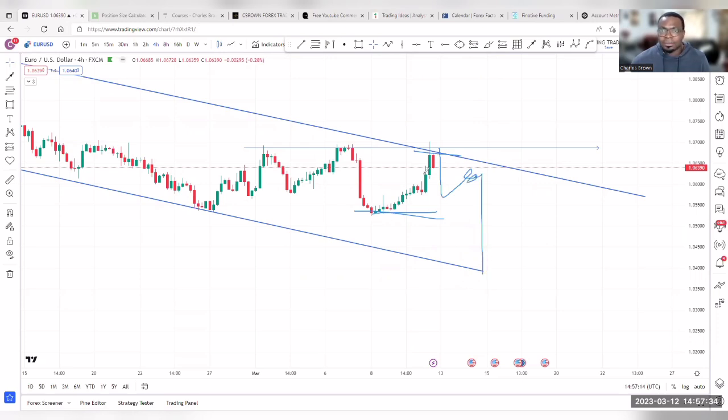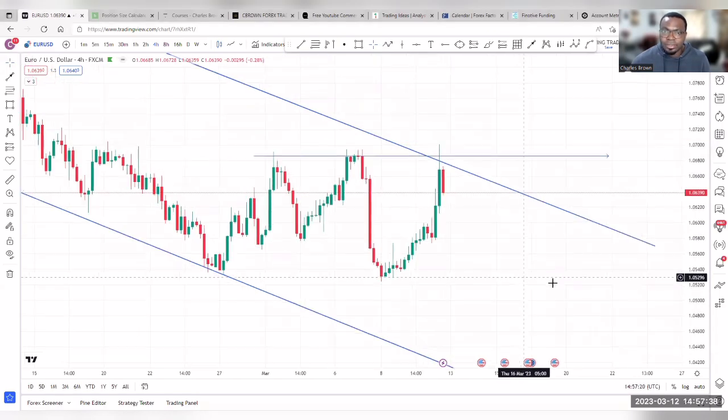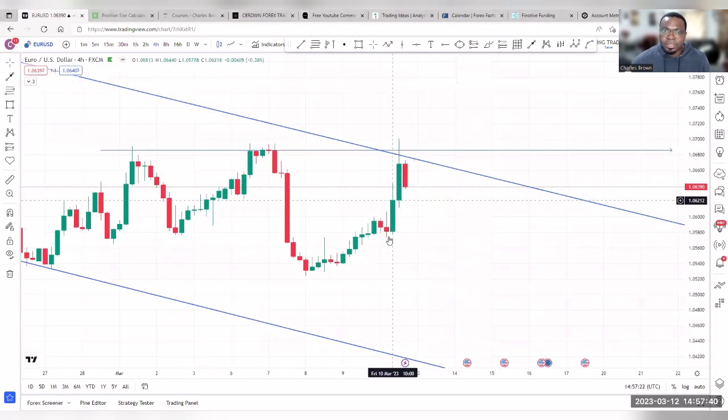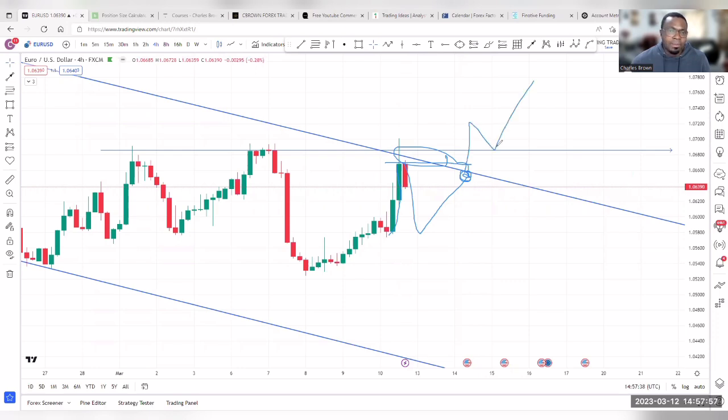So that can happen, because you never can tell what they're planning to do. They may just try to fill up this impulsive move that you have here, fill it up, and then come all the way here and then start heading back up. So if they do, watch out for price action at this key level again. If the market takes out this high next week, then you should be looking for a buy.